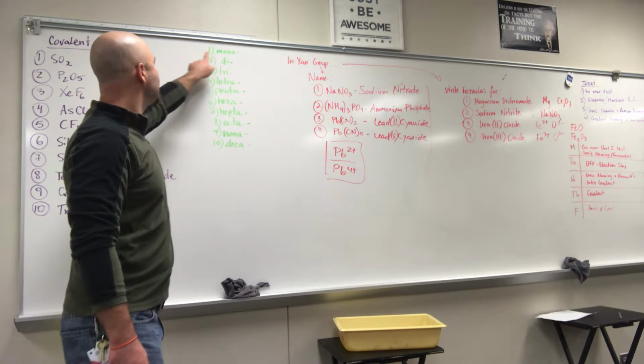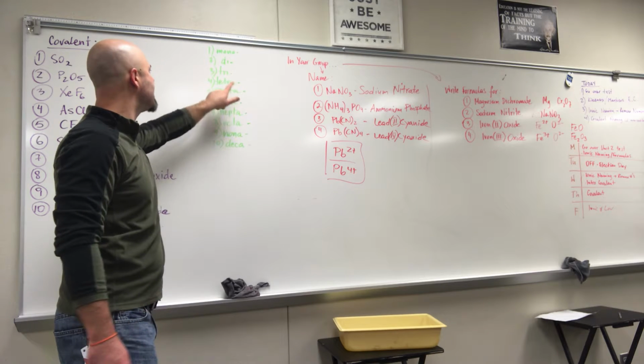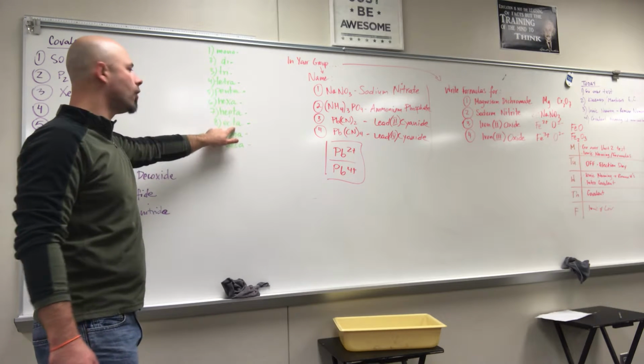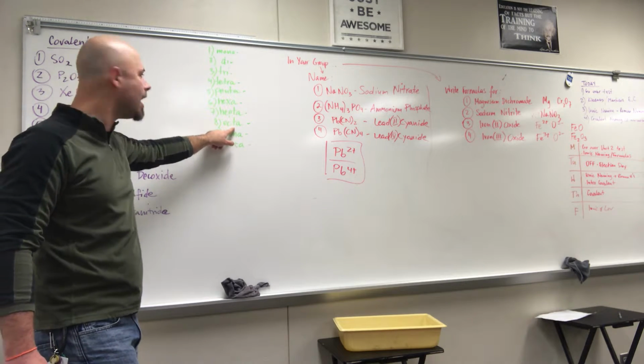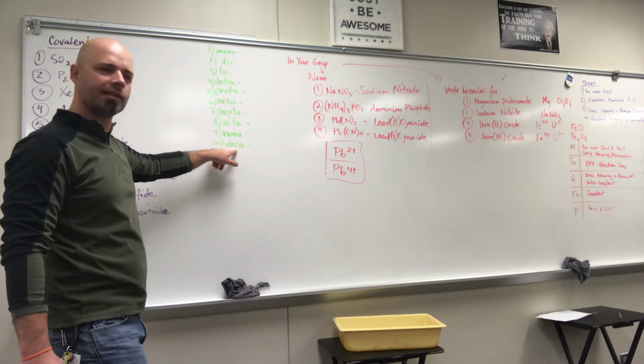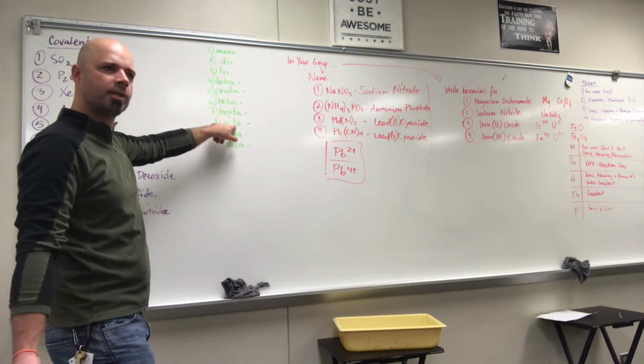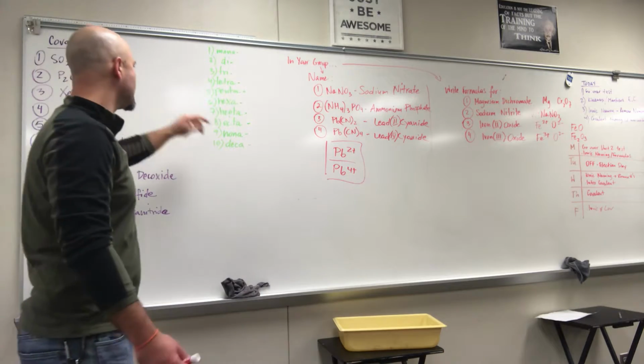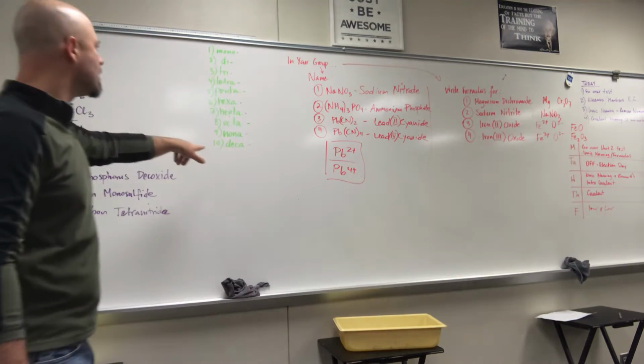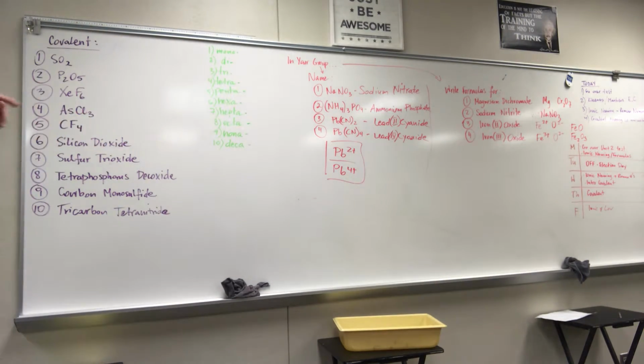So, 1 is mono, 2 is di, tri, tetra, penta, hexa, hepta. You already know octa from Octomom, right? Nona and deca. No, octet rule. Octomom, octopus, whatever. Octo something. Right? So, you got that? Feel free to take a picture.